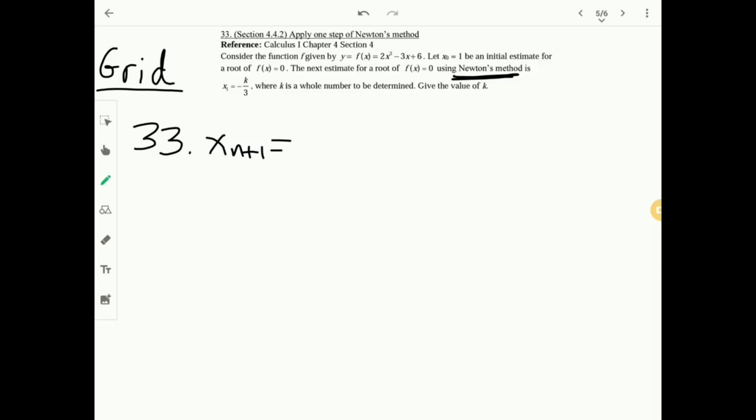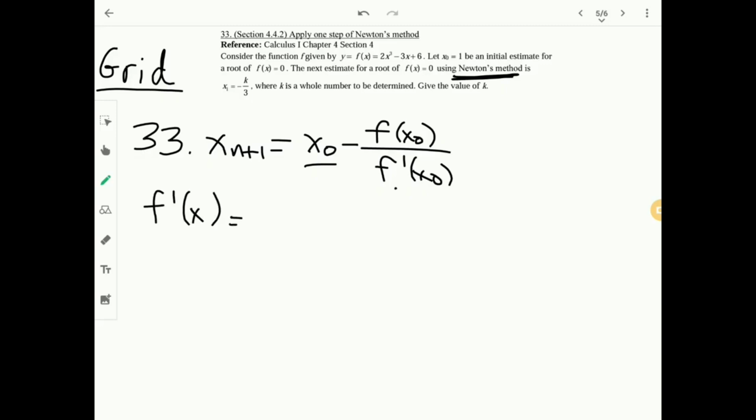the next estimate, is x0 minus f of x0 over f prime of x0. That is the formula. We have x0, we can get f of x0. We don't have f prime, so let's just quickly find f prime of x, which is 6x squared minus 3. 6x squared minus 3, right? Now let's see.